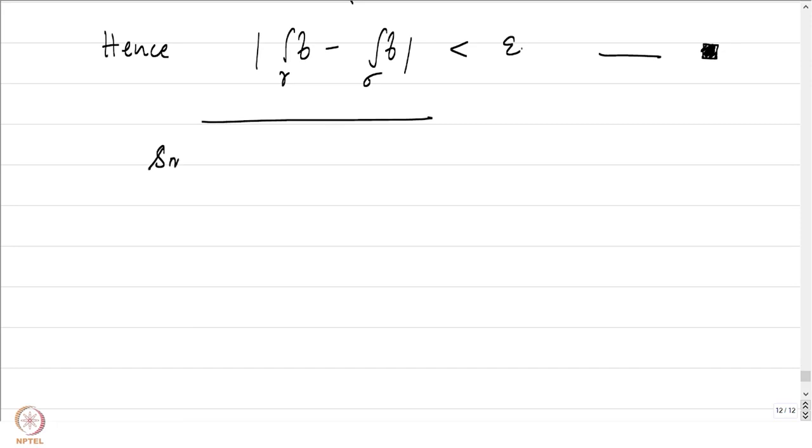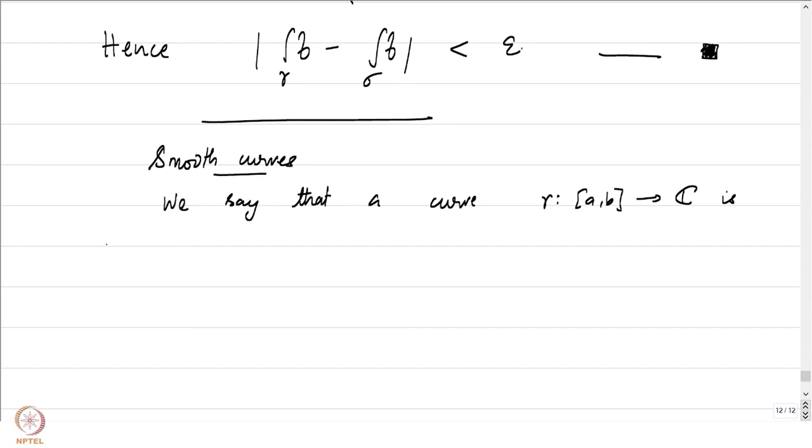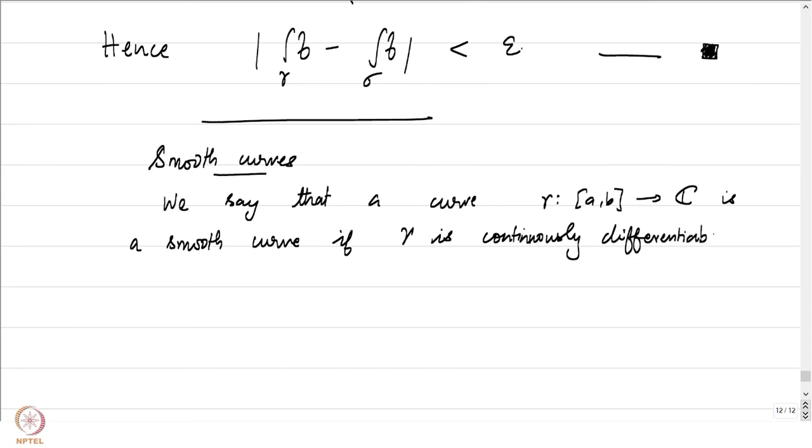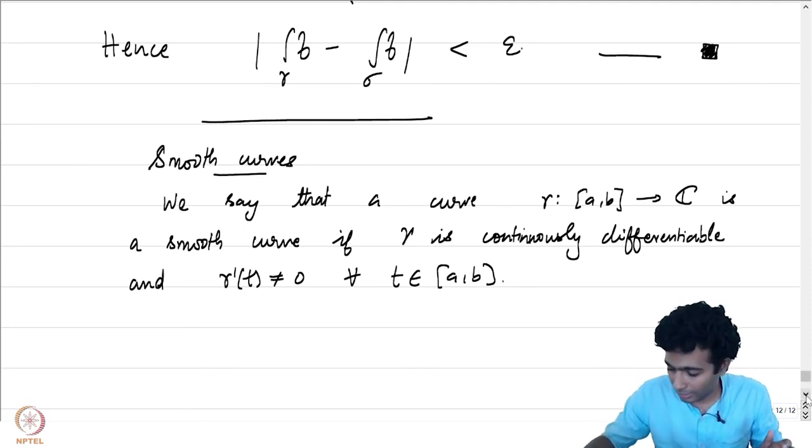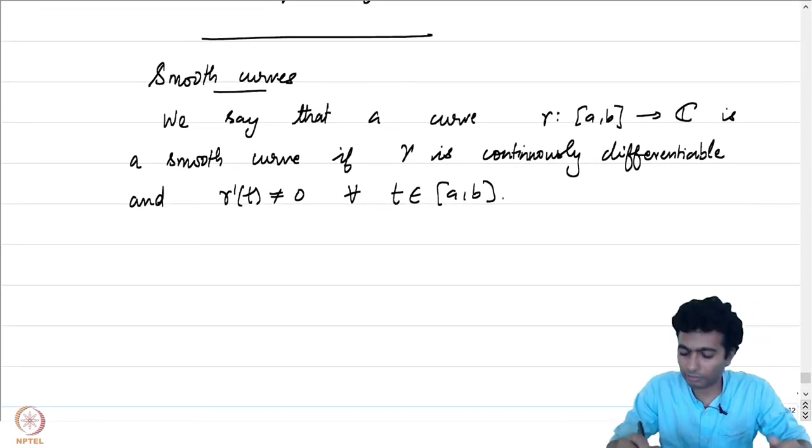Let me define smooth curves, the class of smooth curves. So, we say that a curve gamma defined from say a, b into C is a smooth curve if gamma is continuously differentiable. So, it is already quite powerful in terms of regularity, and this is not enough though. We demand that gamma prime at t is not equal to 0 for all t in a, b. The derivative or the tangent vector does not vanish at any point. If this criterion is satisfied by our curve, we say that our curve gamma is smooth.